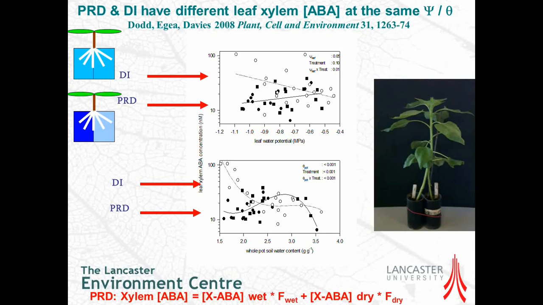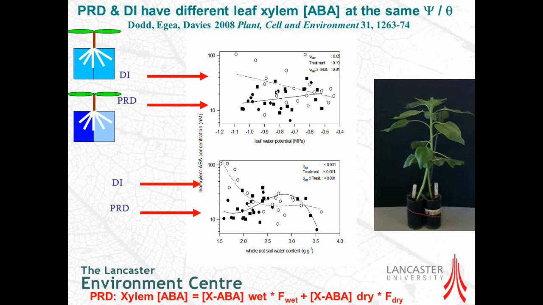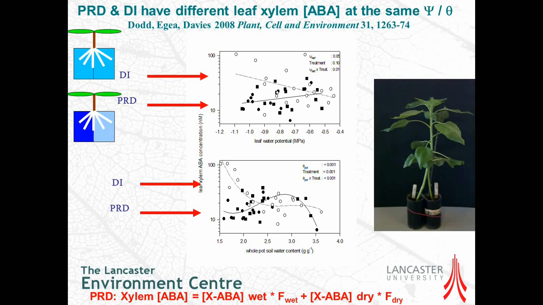And so, based on the measurements of sap flow, I came up with a very simplistic model to show that my ABA concentration in my partial root zone drying plants was equal to the concentration from the wet side of the root system multiplied by the fraction of sap flow from that root system, and there's the corresponding term for the dry root system. And that model better explained the ABA concentration in the xylem of the leaf than simply assuming that ABA concentration was related to the whole pot soil water content.